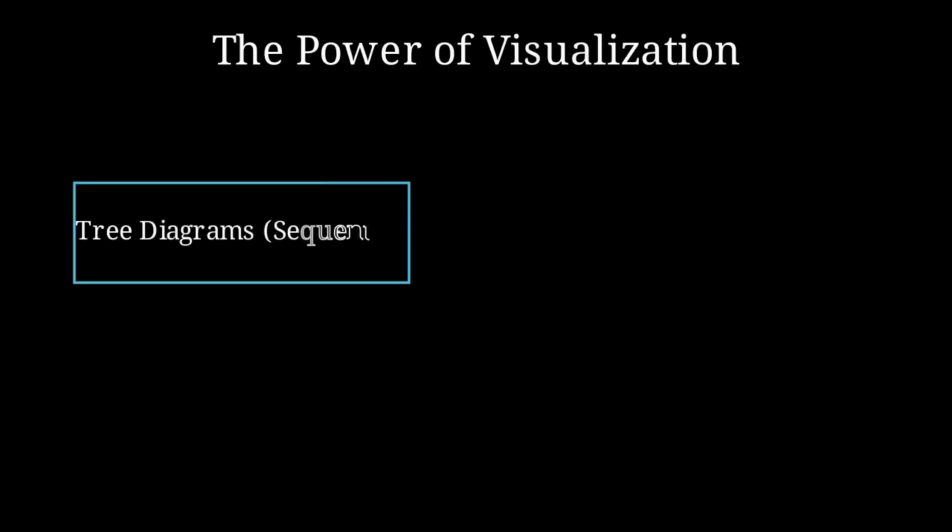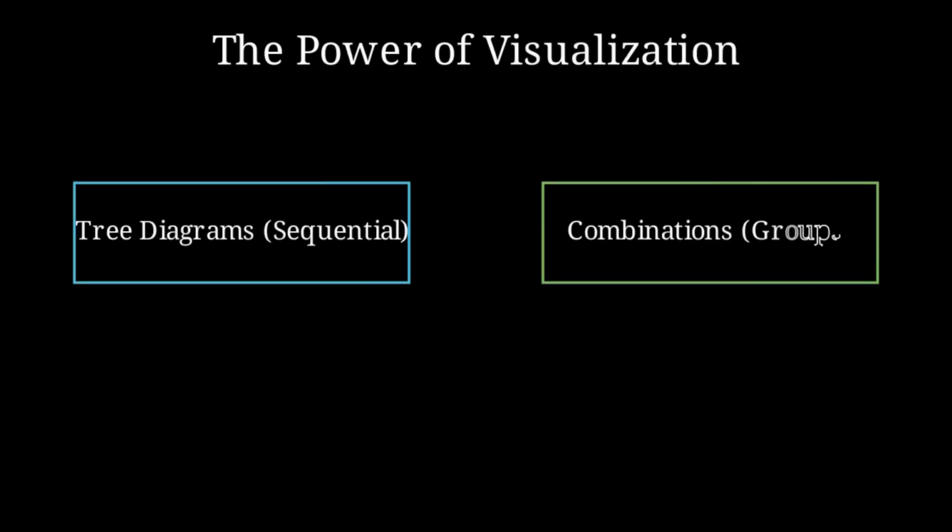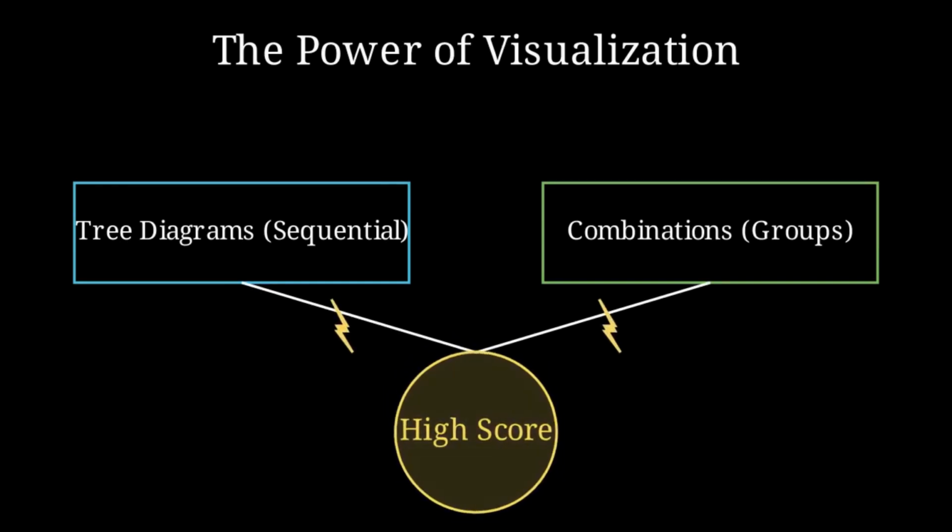When should you use a tree diagram versus a formula? Use tree diagrams for multi-step events where order matters. Use combinations when you are selecting a group and the order of selection does not change the result.